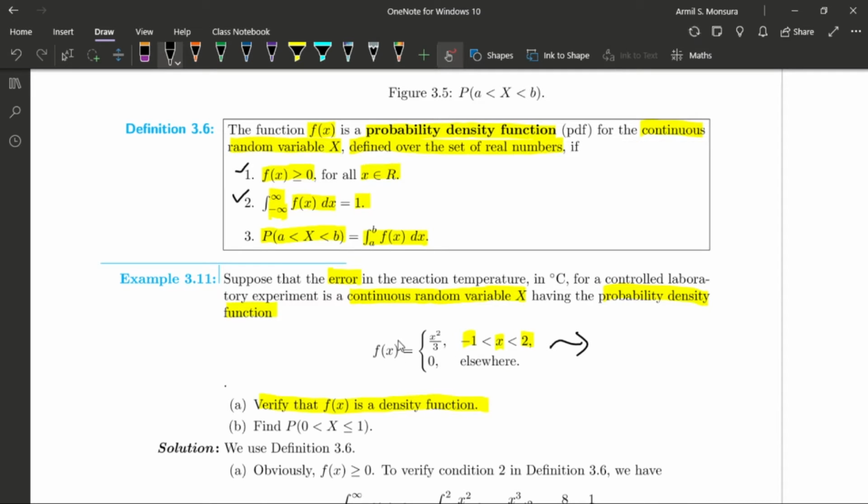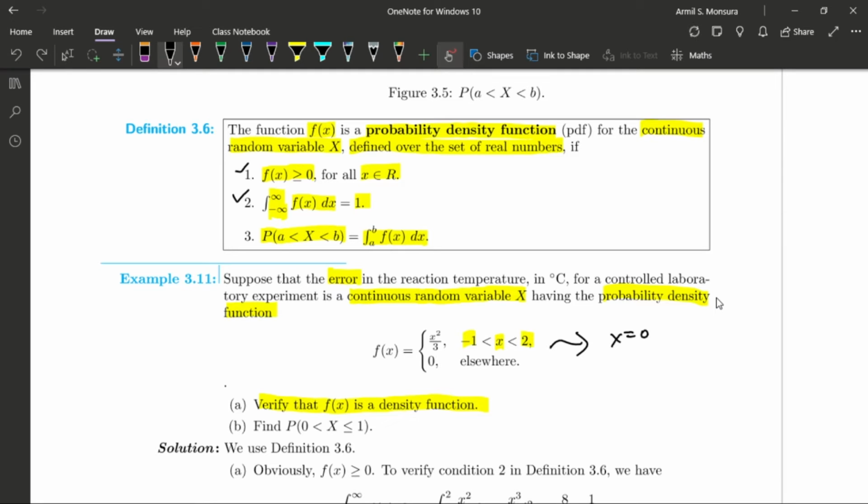Magsi-zero tong f of x nyo when x is equal to 0. Take note that, again, this will not work, no? Okay, but it is possible that this probability is 0 when your x is 0.